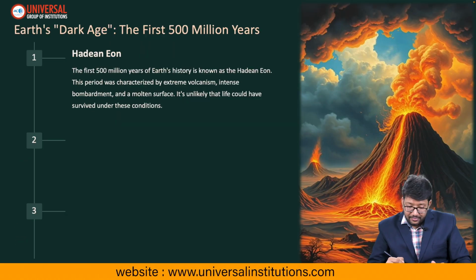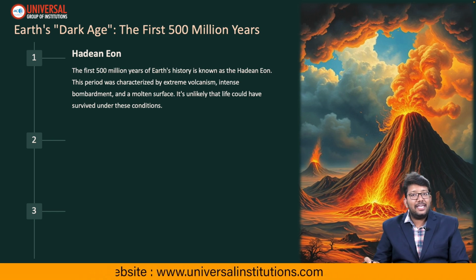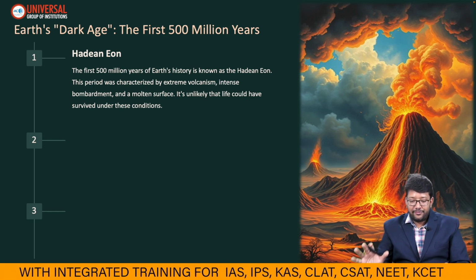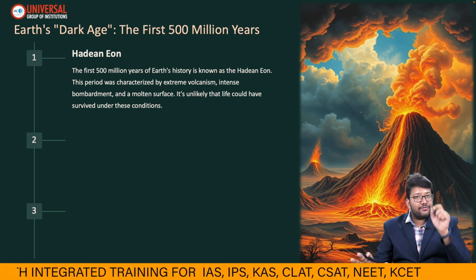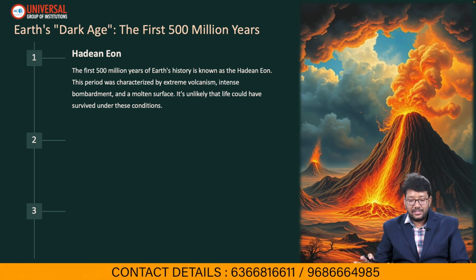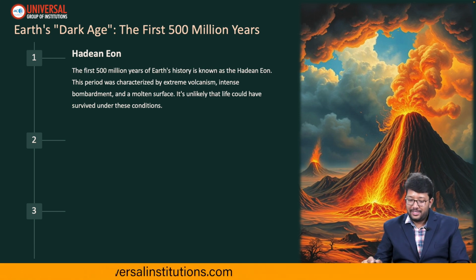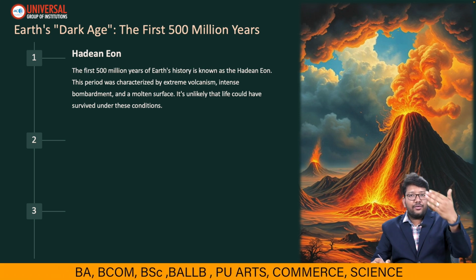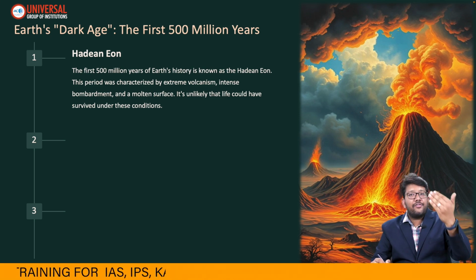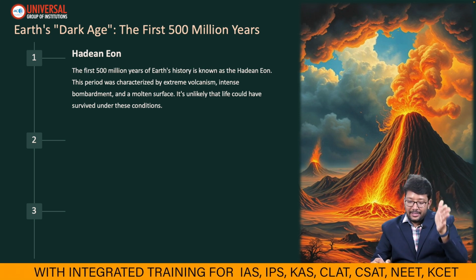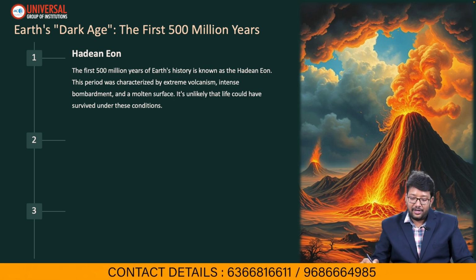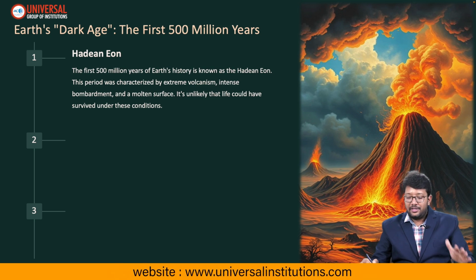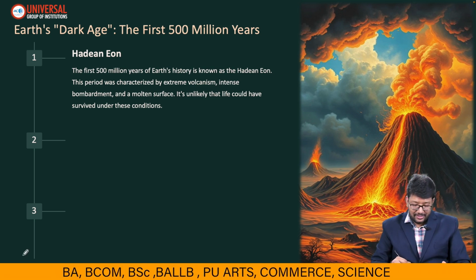After that came the Hadean Eon. I will talk about eon, epoch and period in a later part of the video. First is the Hadean Eon. The first 500 million years of Earth history is known as the Hadean Eon. Earth was formed at 4.5 billion years, but the signs of cooling down and signs of life started in the Hadean Eon. In the first 500 million years, there was extreme volcanism, as you can see in the diagram, extreme bombardment and a molten surface.